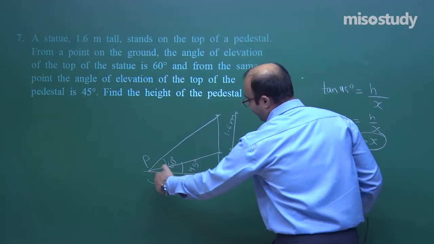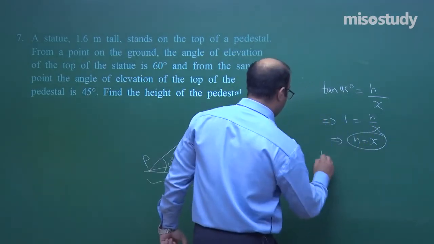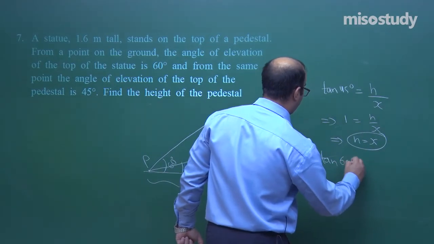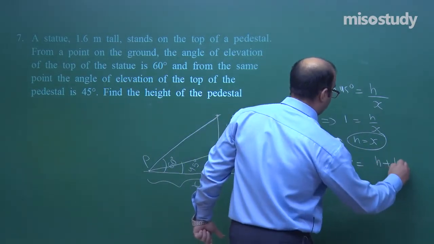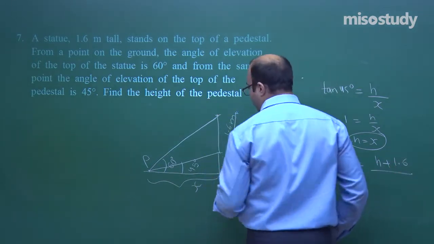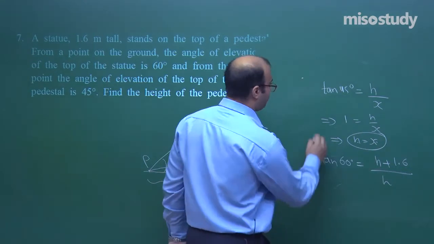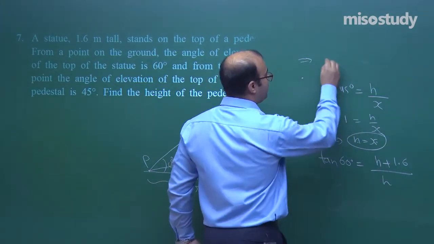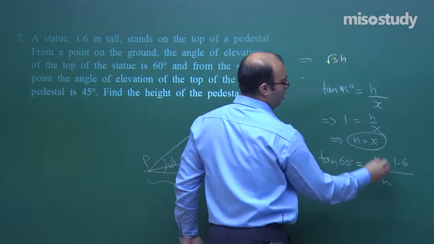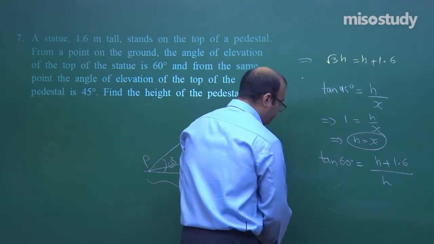Now let us take bigger triangle P and this triangle. So here angle is 60. So tan 60 degree is equal to perpendicular is this h plus 1.6. So we will take h plus 1.6. Base is x, which is same as h. So we will write as h only. So what will happen next? Tan 60 degree is root 3. So this will become root 3 into h. On the right hand side, h plus 1.6 we will have.